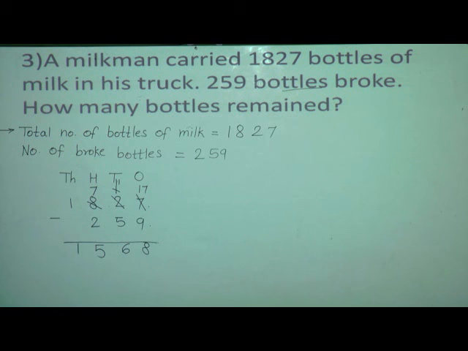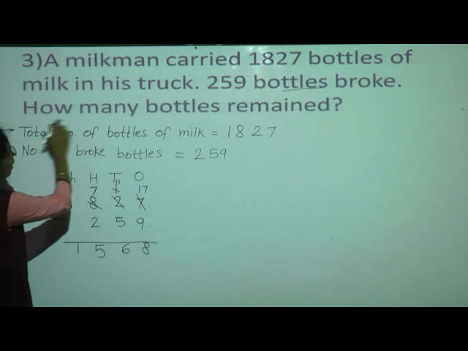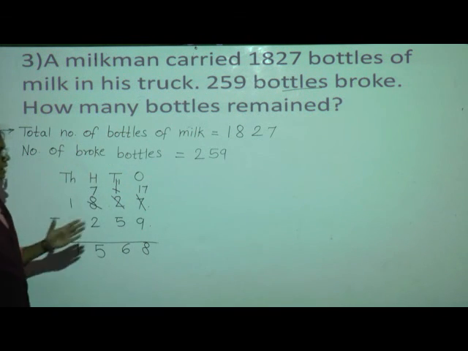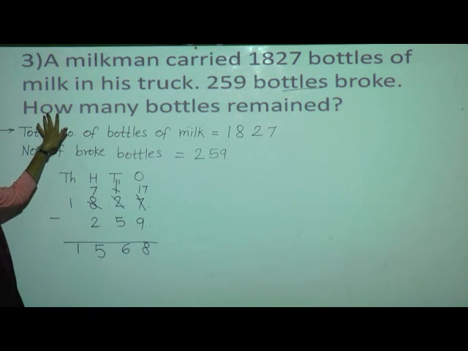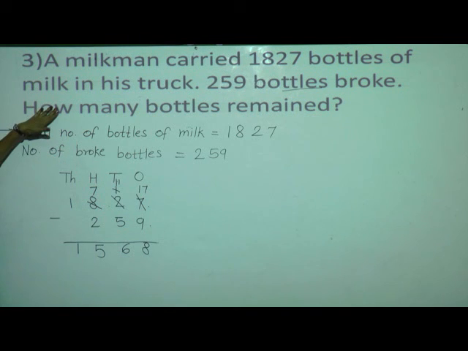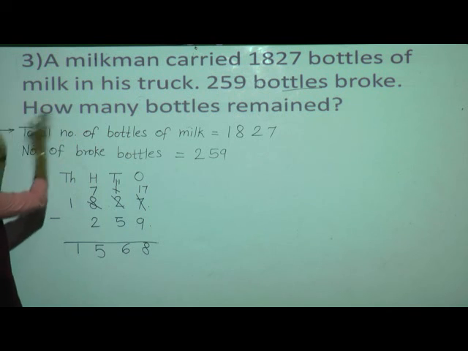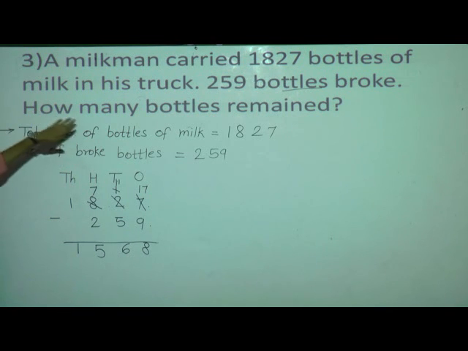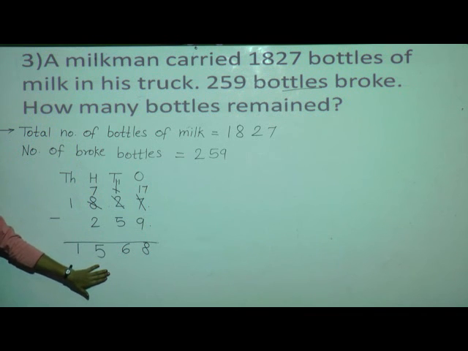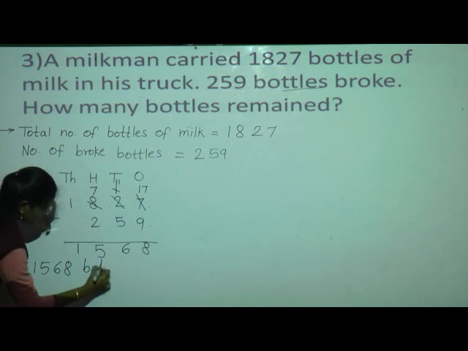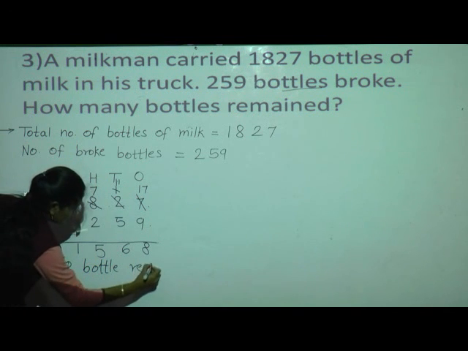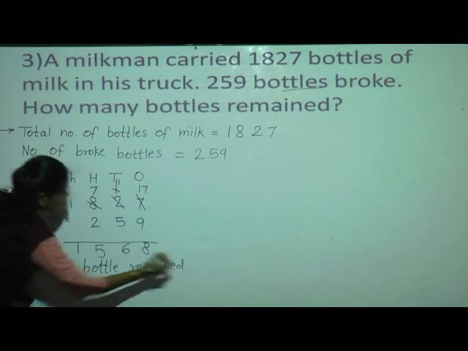So what will be the answer? The answer is 1568. So how will you write? Just see the question. How many bottles remain? See students, while writing the answer in a sentence, keep one thing in your mind: everything is there in the question. You just have to remove the question part, the words how many, and put the answer in place of them. So, how many bottles remain? 1568 bottles remain. In this way you can write the answer in a sentence also.